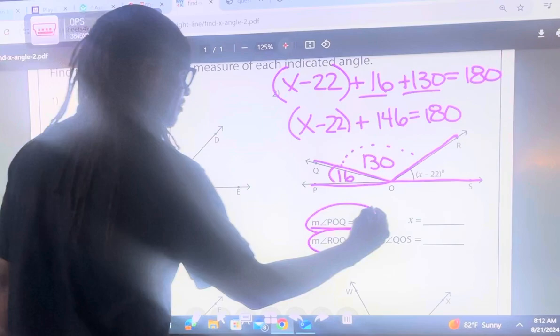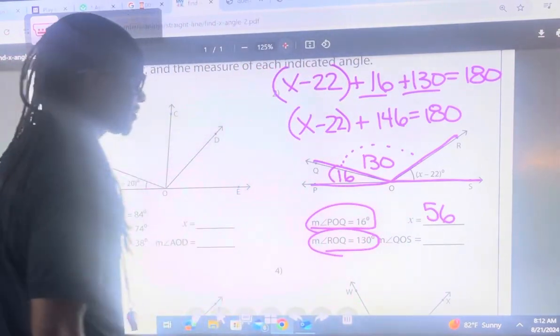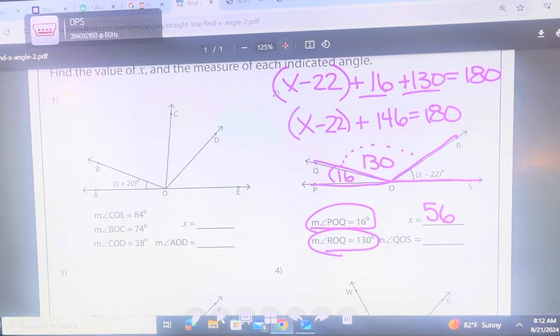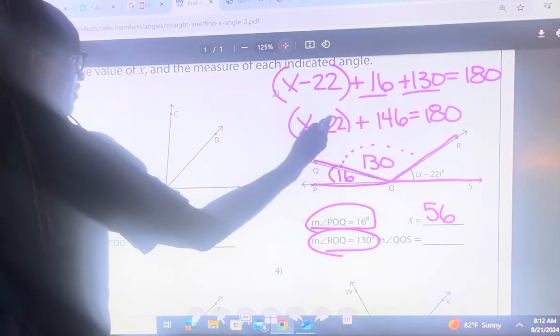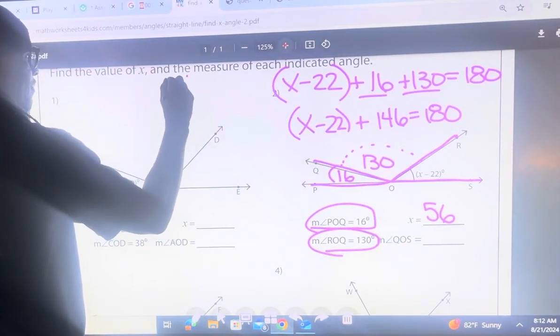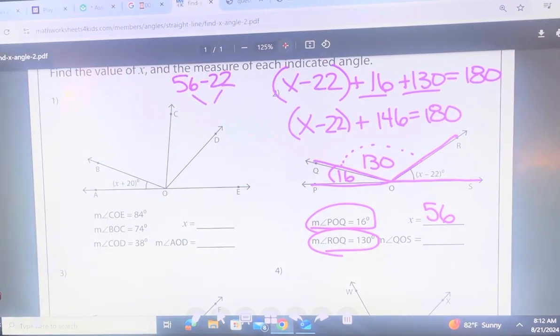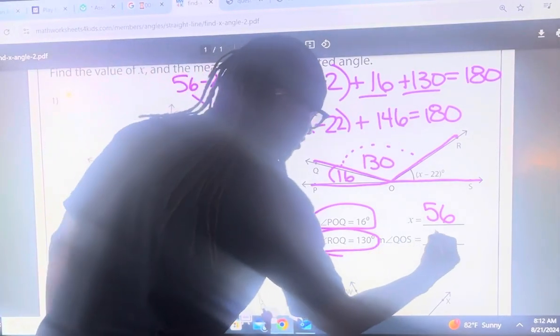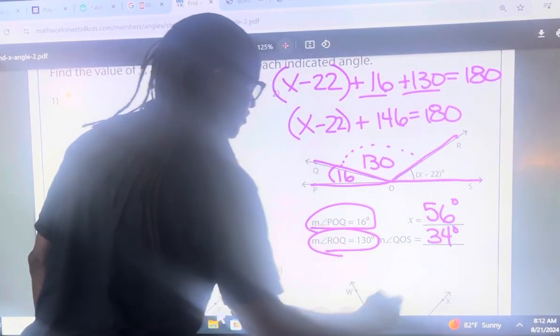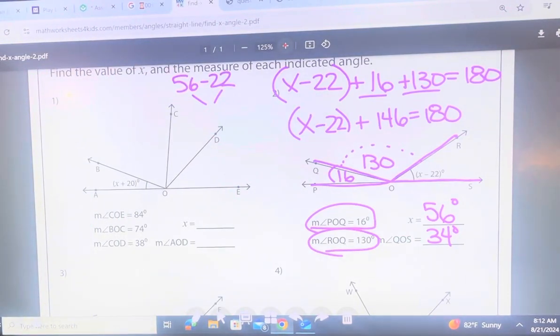So our X, we said, was 56. And then plug the 56 back into the X value. 56 minus 22 makes what? 34. There you got it, y'all. Any questions? That's fine. And anytime you don't understand, check the page because I probably did it already with another class.